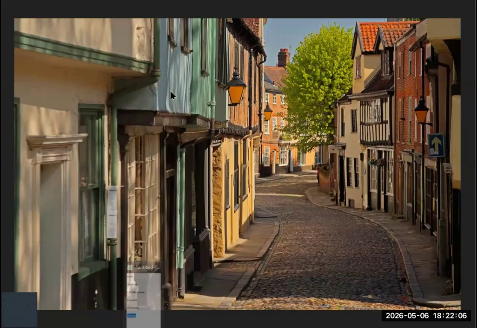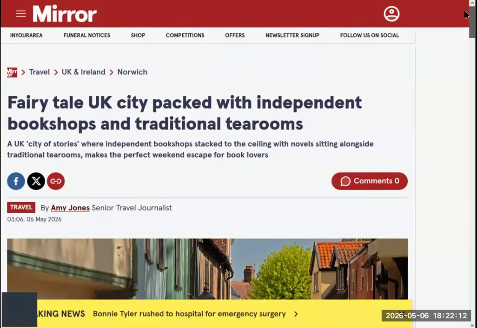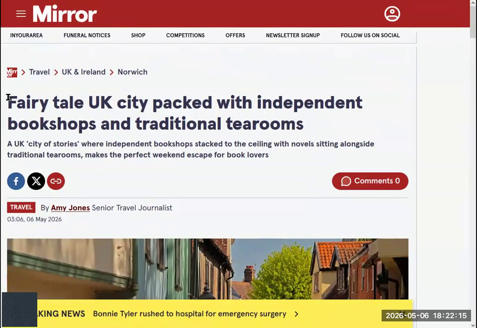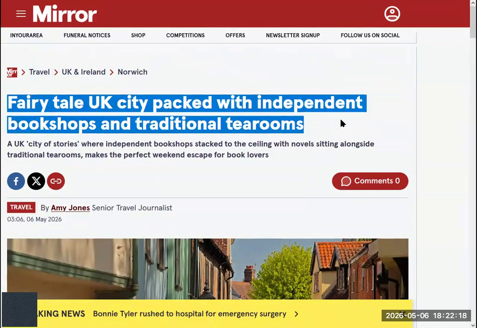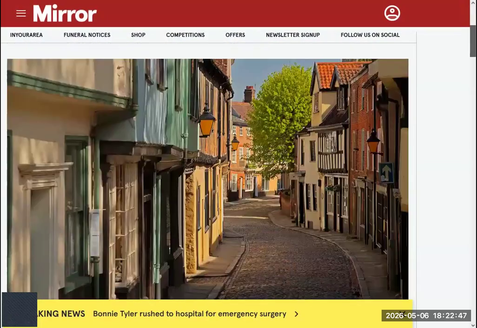Okay, let's go over to the story then that relates to this photo. Here we go. This photo comes from the Mirror newspaper, and this is a story that came in today's newspaper. I think it's today, isn't it? Yeah. So let me read the title for you. So, Fairy Tale UK City packed with independent bookshops and traditional tea rooms. So they talk about it being traditional as well. But they also describe it as fairy tale. Fairy tale. So it's a little bit too perfect in some ways. It's a very sort of perfect picture, that is.